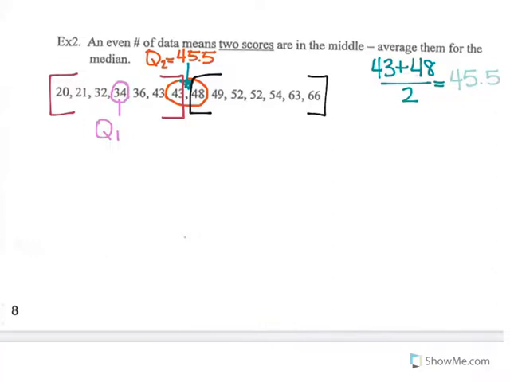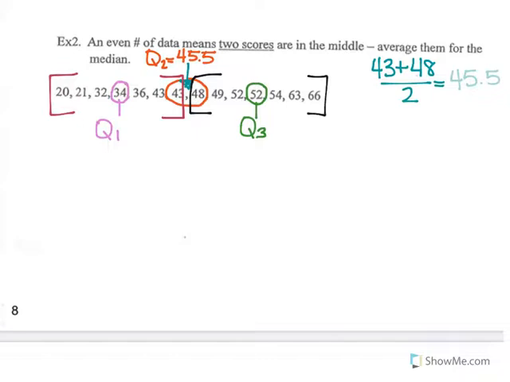Q3 we're going to find by finding the middle term in the second set of brackets, the upper set, and that number looks like 52. Because again, there are 3 numbers to the left, 3 numbers to the right, and so that's our third quartile. So we have all three quartiles.